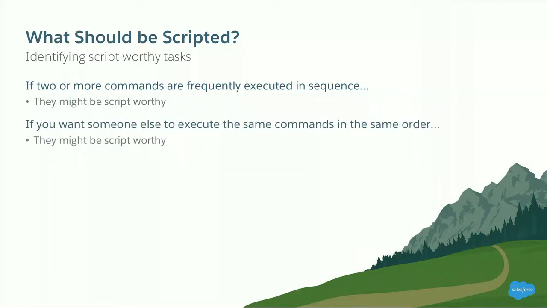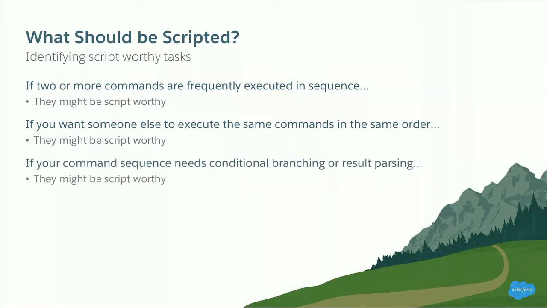If you want someone else to execute commands in the same order, that someone else could be your CI system, could be Travis, right? I want Travis to do these commands, so I'm going to give it a script. I want to check this script in with my repo for my Salesforce source so that every developer, when they download the repo, can execute these commands, maybe to set up and configure the repo. That might be script-worthy. If your command sequence needs conditional branching or result parsing, I think the best way to do that is in a script.